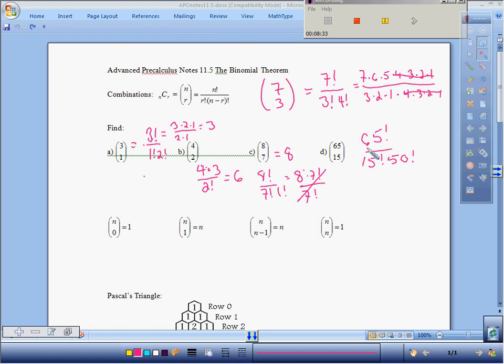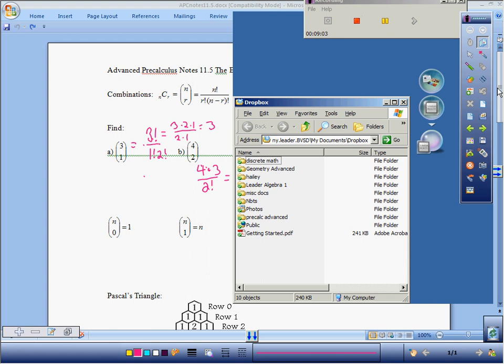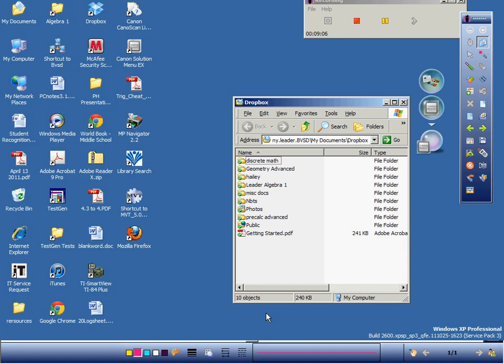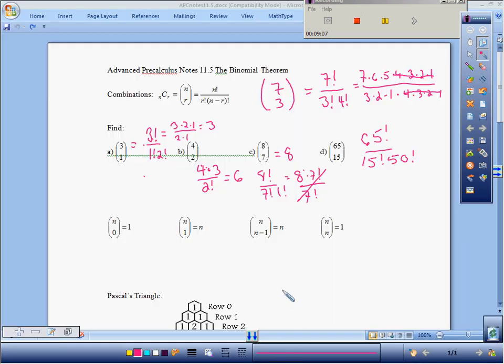Okay? So all these factorials, what's nice about all these factorials, they are also found in Pascal's triangle, where the number is the sum of the two numbers above it.